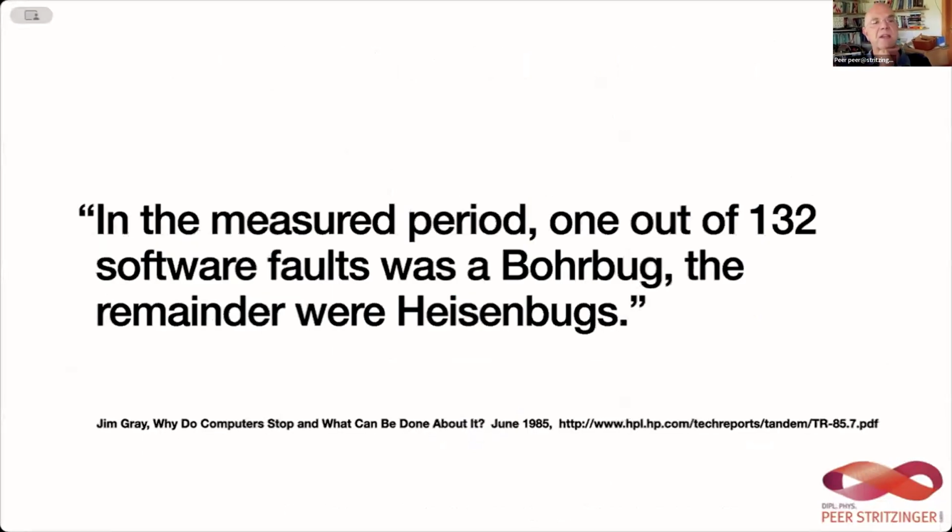So, a citation about the frequency of these two kinds of bugs, from the paper from 1985 from Jim Gray. In a measured period, 1 out of 132 software faults was a Bohr bug. The remainder were Heisenbugs. So there you see how good testing works. Basically, you don't have many repeatable bugs. It's less than 1% of the bugs in a production system.